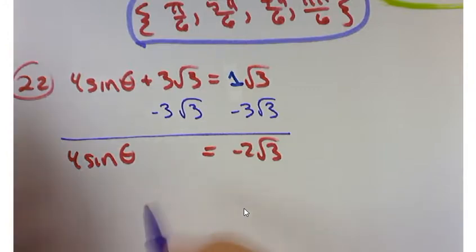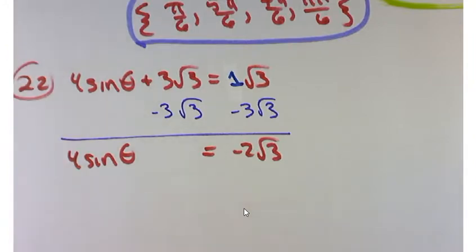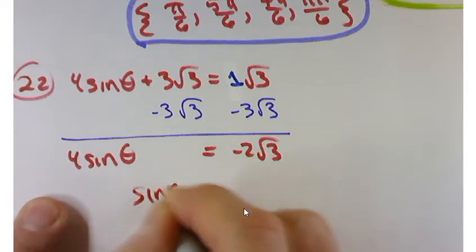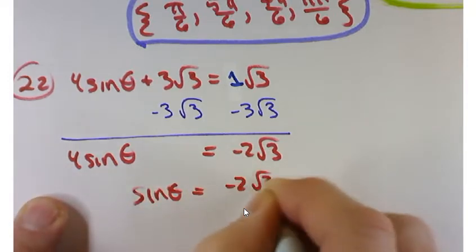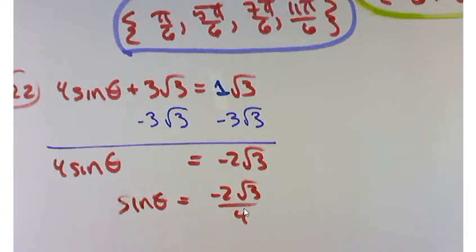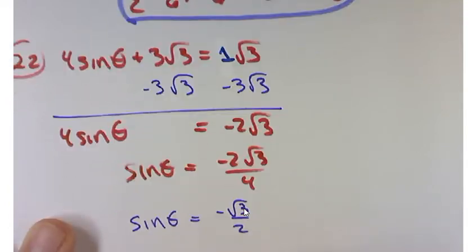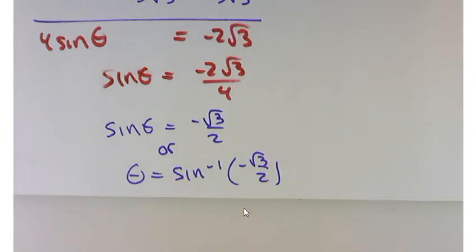So the trick here is to divide both sides by 4. So I'll get sine of theta equals negative 2 root 3 over 4. But you can put that in lowest terms. That's really sine of theta is negative root 3 over 2. Or better yet, theta equals sine inverse of negative root 3 over 2. So these last two are equivalent. You can write it either way.